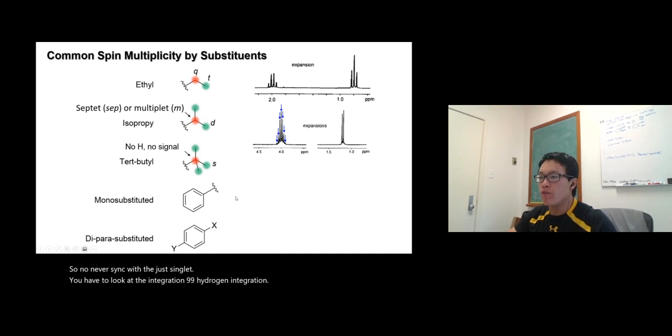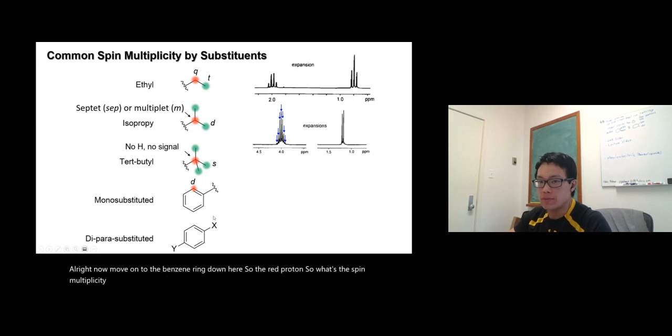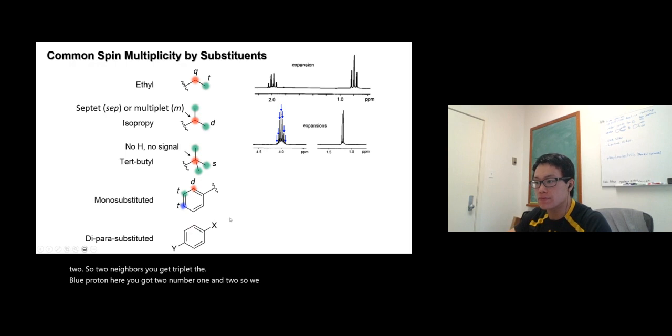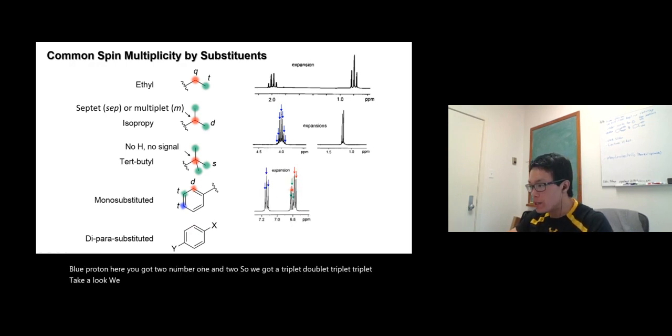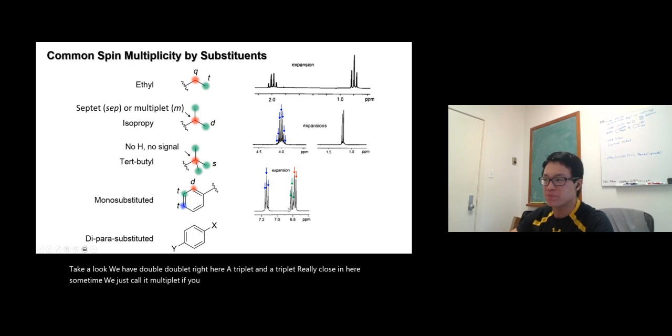Now move on to the benzene ring down here. The red proton, what's the spin multiplicity? 1 neighbor, a doublet. The green proton has how many neighbors? 1 and 2, so 2 neighbors, you get a triplet. The blue proton here has two neighbors, 1 and 2, so we get a triplet. So we have a doublet, a triplet, and a triplet. They are really close in here. Sometimes we just call this a multiplet if you can't differentiate them.